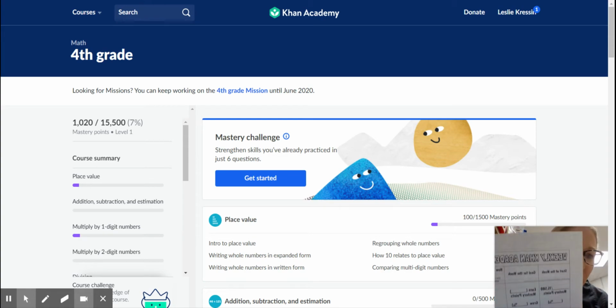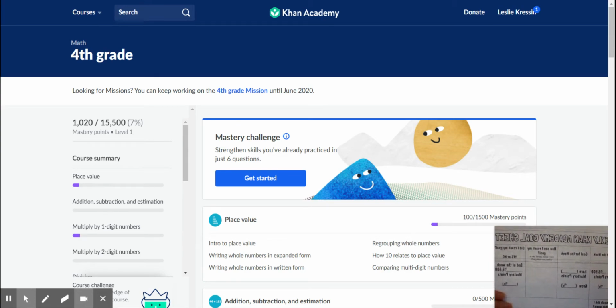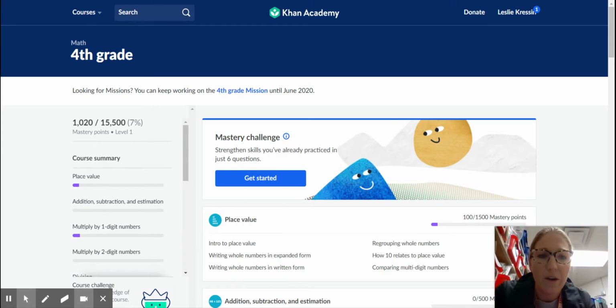Your student is going to be coming home with a weekly Khan Academy goal sheet. Every Friday, they're going to come home with this goal sheet. It's going to show where their starting points were. You can see if they log into Khan Academy and go to this home screen.